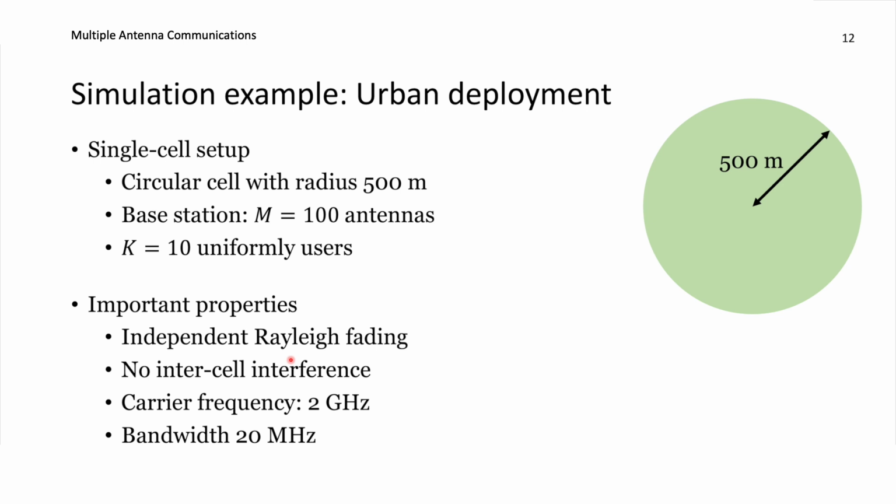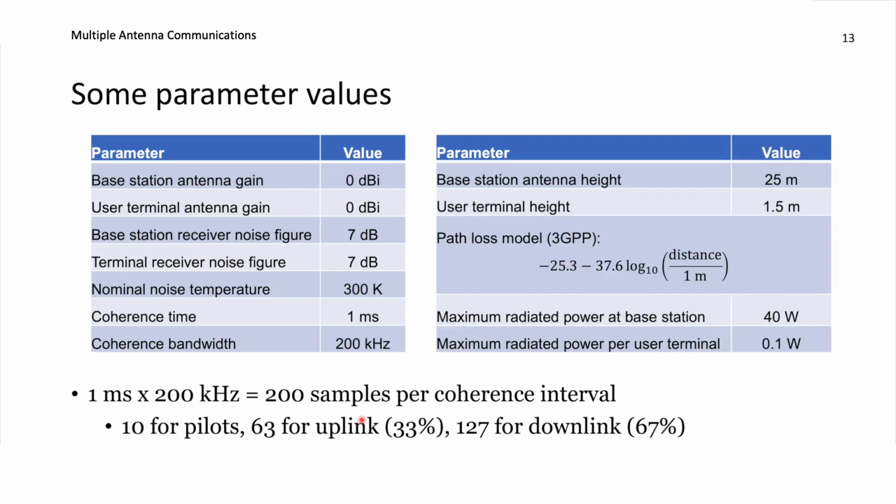And when it comes to computing the propagation conditions, we have a carrier frequency of 2 GHz, and we have a bandwidth of 20 MHz, which will be important in order to write our results later in megabits per second. So we need to select a large number of parameter values in order to run a simulation like this.